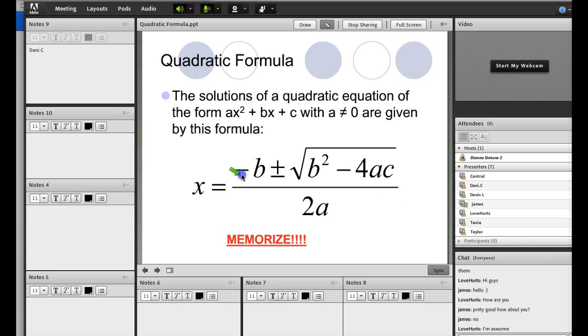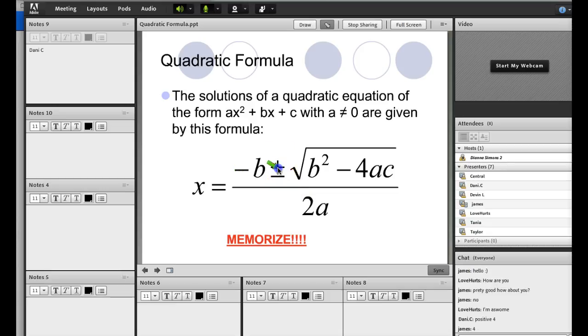This says opposite of B. So if your B value was like -4, and I'm just making this up, this would mean that it would be the opposite of -4. So you guys tell me either in the chat box or in a notepad, what is the opposite of -4? +4. I got 2 people over here that said +4. Anybody else think it's something different? Danny, James? Okay, it is +4. Keep typing, Devin.